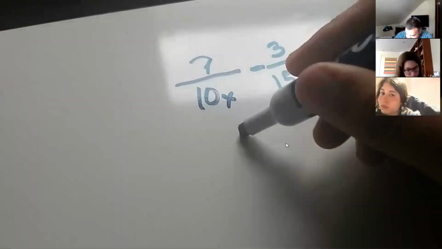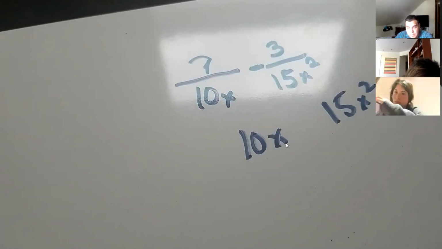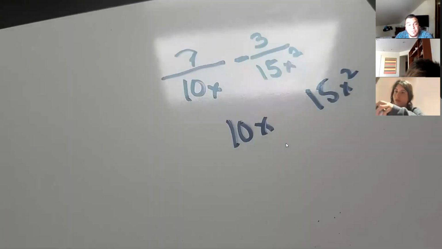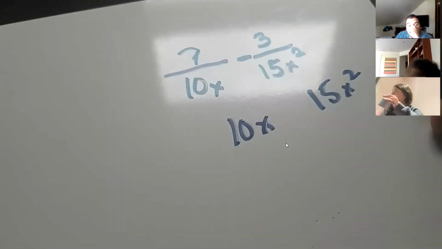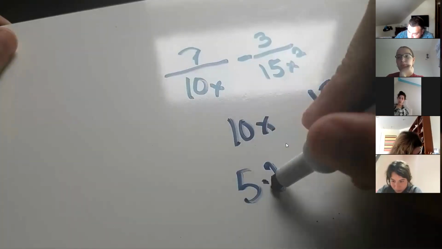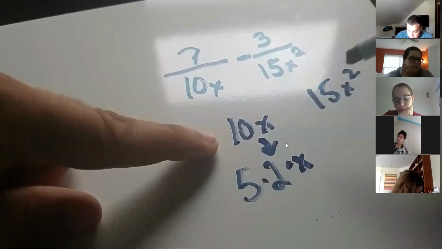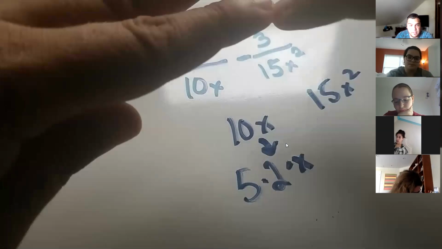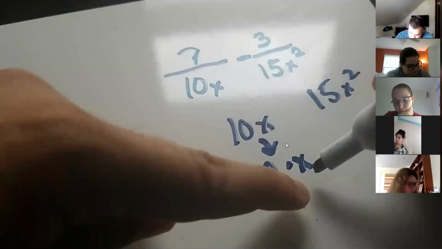So I'm going to write 10x and 15x squared a little separately. What we're going to say is the factors of 10x. Can anyone unmute themselves and tell me what 10x factors are? Things that multiply to 10x. 5. 5 with? 2. Good. So it's 5 times 2 times x. This right here is the broken up factorization of 10x. 5 times 2 times x.